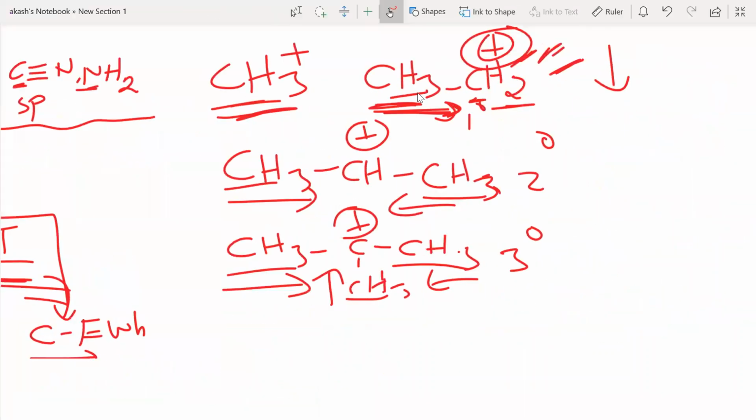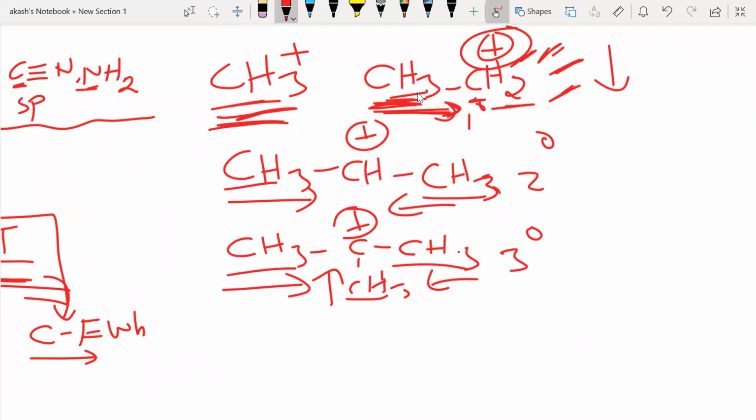Fine. So because it's an electron donating group, the amount of positive charge will decrease. Now, when I compare this carbocation with the primary carbocation, you can blindly say which is more stable. Just now I told you the stability criteria: lesser charge, more stability.